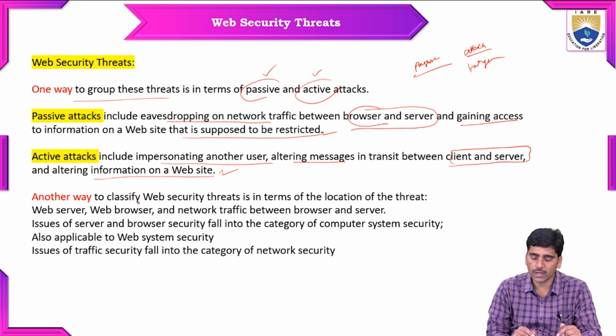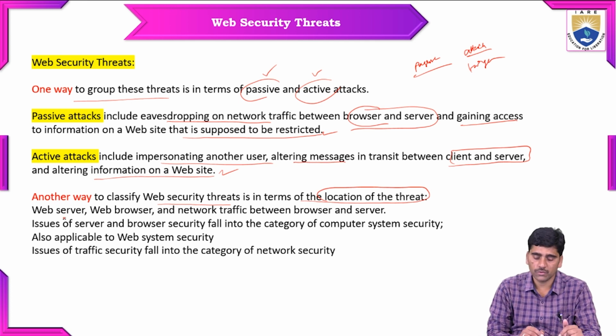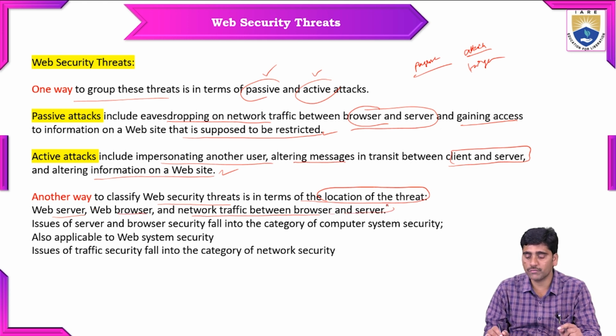Another way to classify web security threats is in terms of the location of the threat. Based on the location of the threat, web security threats can also be defined: the web server, the web browser, and the network traffic between browser and server. How it manages to provide security against threats, and how the threats are going to attack the target system.